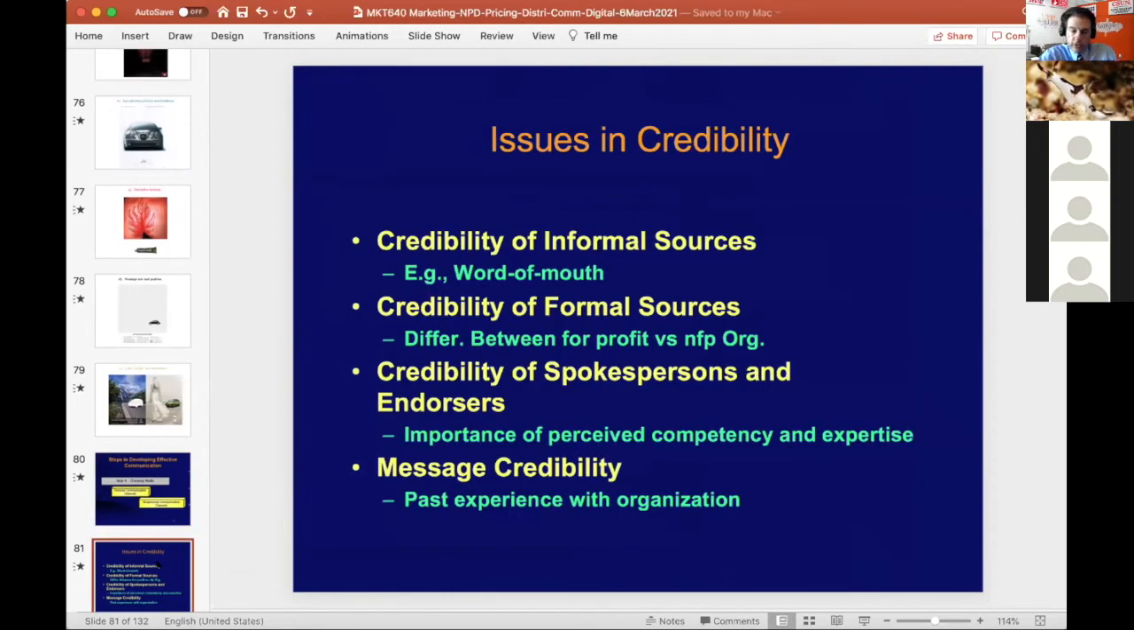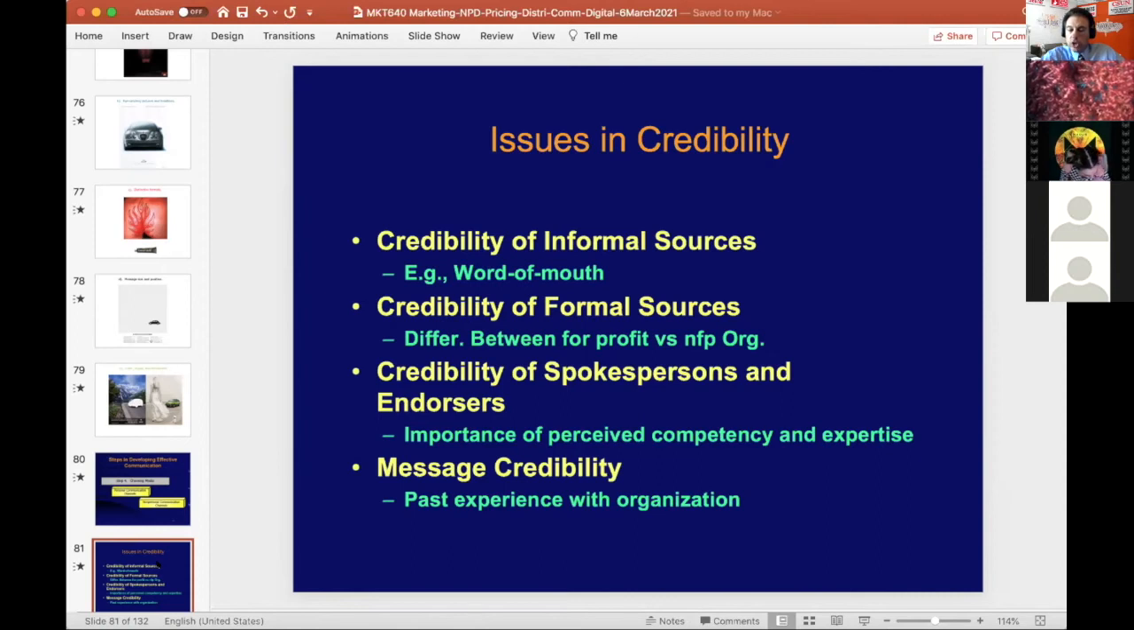So you can use a celebrity, which will have a certain amount of appeal, but may not be perceived as the credible person because they don't have expertise. They're just a celebrity. If you are a for-profit or a non-profit organization, you also have a different way to look at this, because non-profit organizations are, in people's psyche, perceived as different, as being more honest when they communicate.